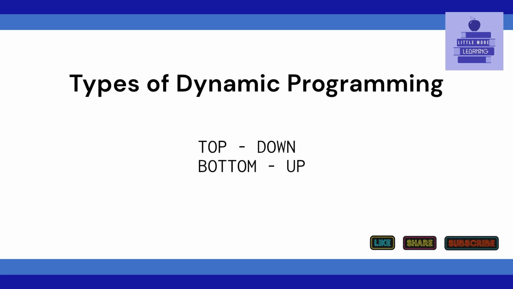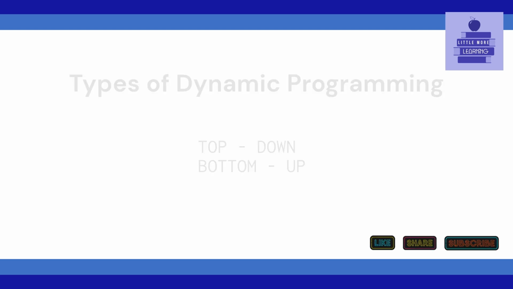There are two main approaches to DP: top-down and bottom-up. Top-down is also known as memoization, where we solve the problem recursively and store the results. Bottom-up is the iterative approach, where we build the solution from the base cases up.